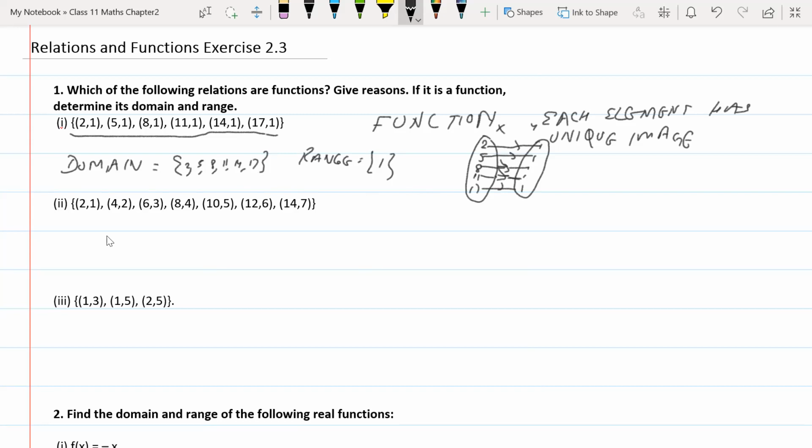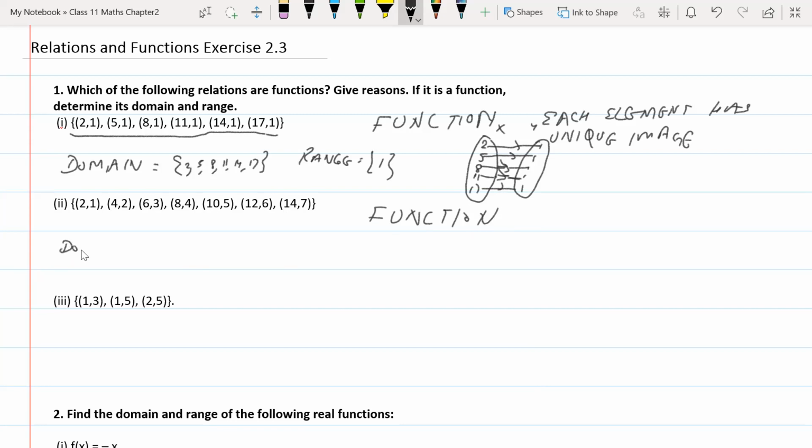Now in the second question: (2, 1), (4, 2), (6, 3), (8, 4), (10, 5), (12, 6), (14, 7). Is this relation a function? Yes. Again, this relation is a function because its domain has only one unique image each. It is a function for the same reason as given in question number 1.